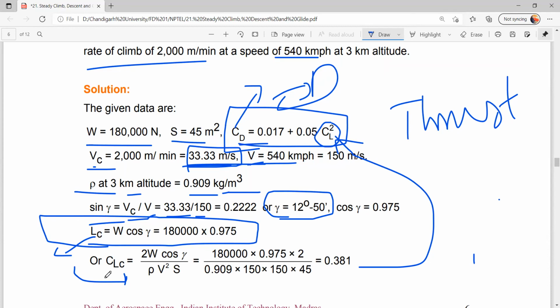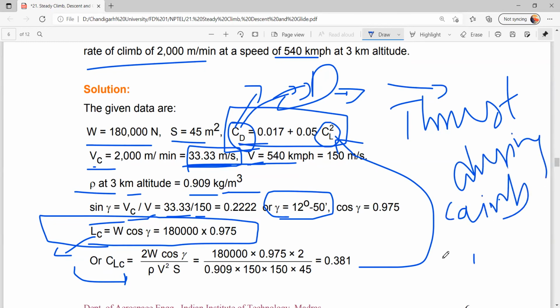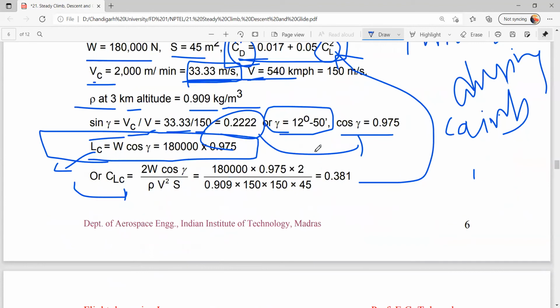So once the lift is found out, we can calculate CL. Once CL is determined using the drag polar equation, we can calculate coefficient of drag, CD. Once coefficient of drag is calculated, we can calculate drag force. When the drag force is calculated, we can go for thrust during climb. So this is how these parameters are interlinked. Cos gamma, it is given with cos gamma. You just substitute this value in the radian or in the degree, you will get the value of cos gamma.